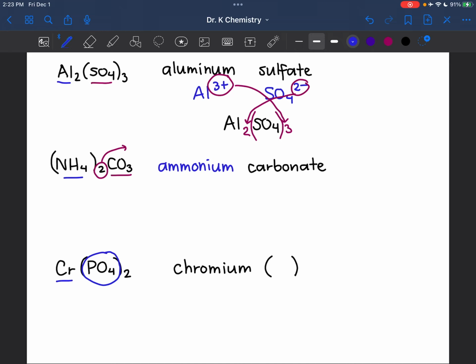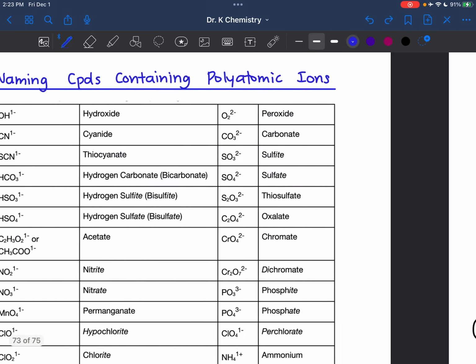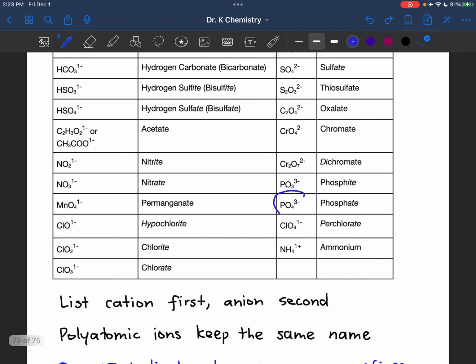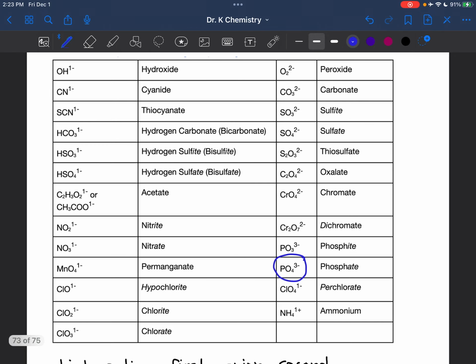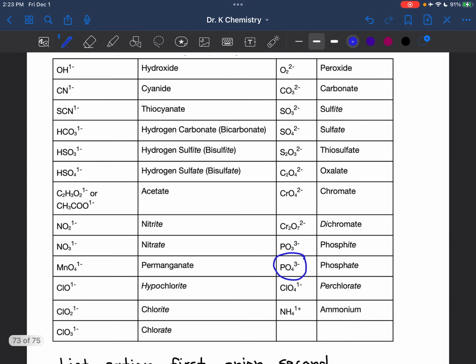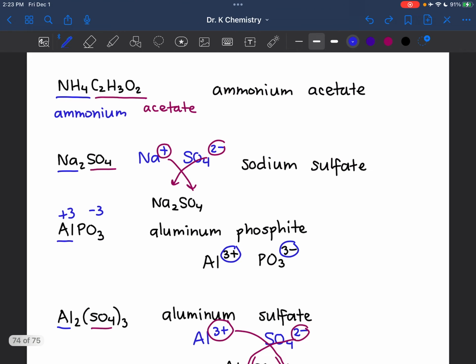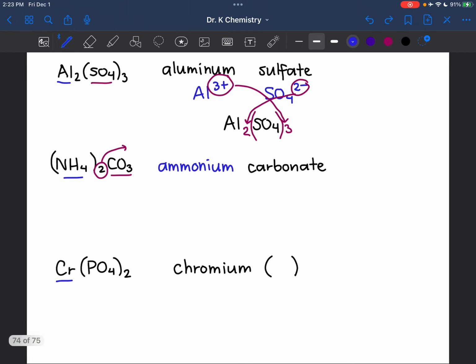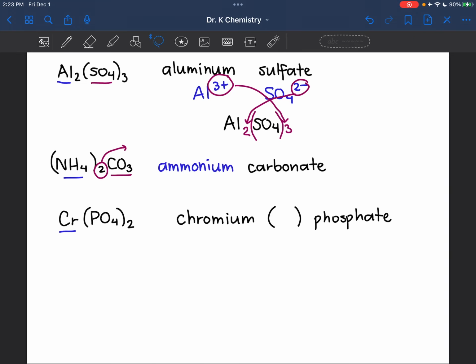Phosphate, I'm going to look at my chart and just figure out what the charge on phosphate would be. It looks like the closest thing that matches on this list is PO4 3-, which is phosphate. So it will definitely be chromium phosphate. And I can use my anion to figure out the charge on chromium.